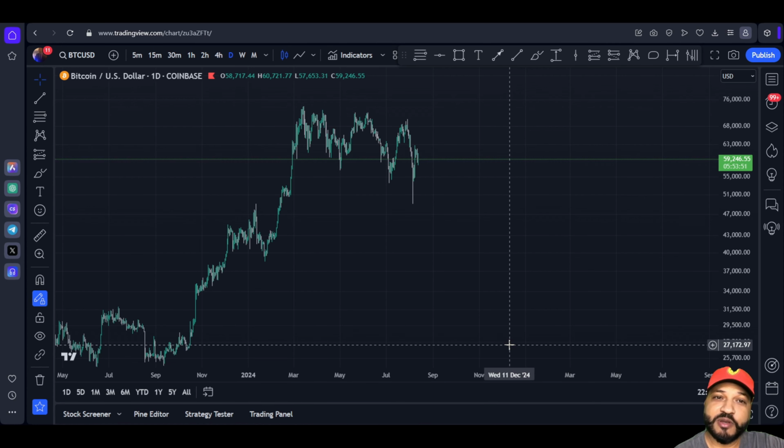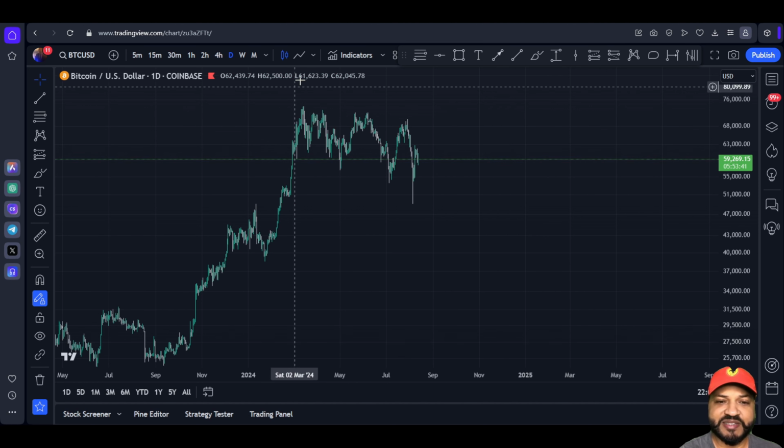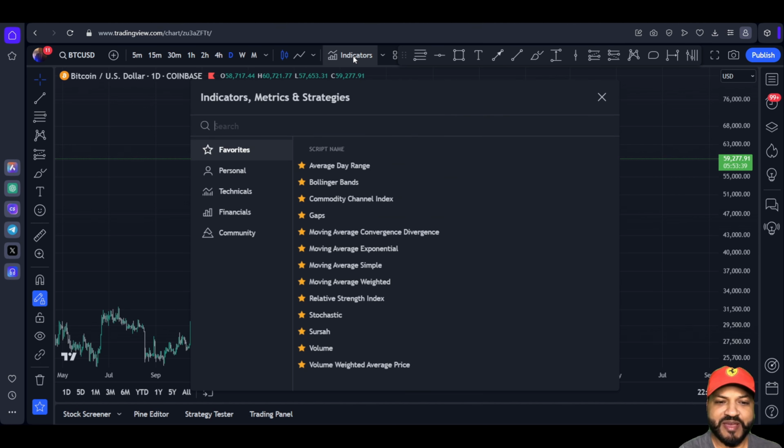So today we are going to learn and understand Bollinger Band. Let's learn some trading. Let's learn how to make money. So Bollinger Band, let's not waste our time. Let's get to Bollinger Band.